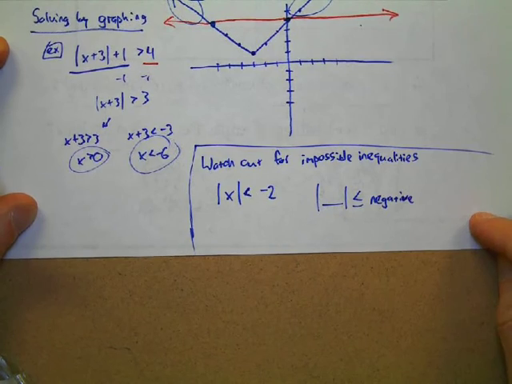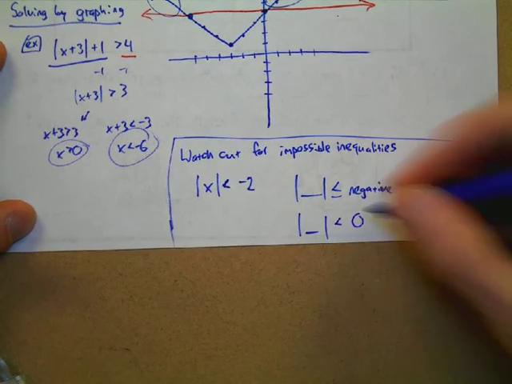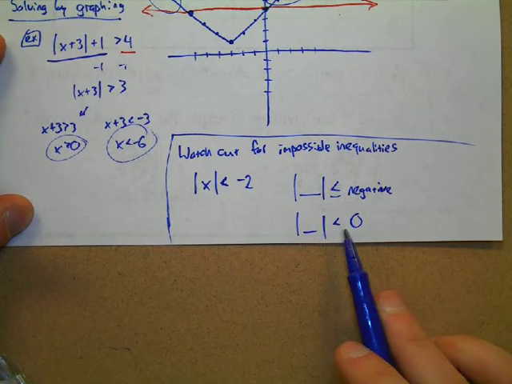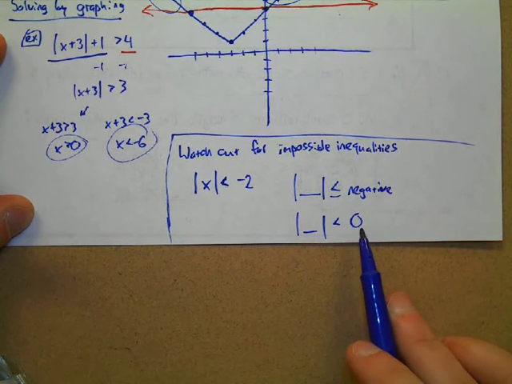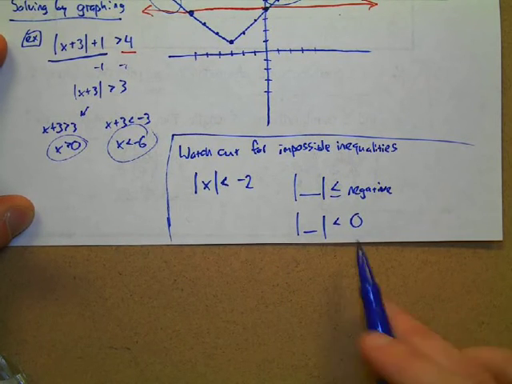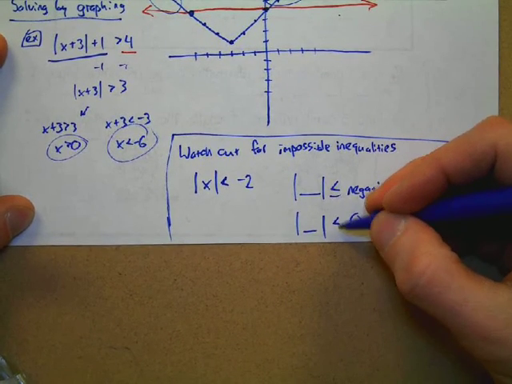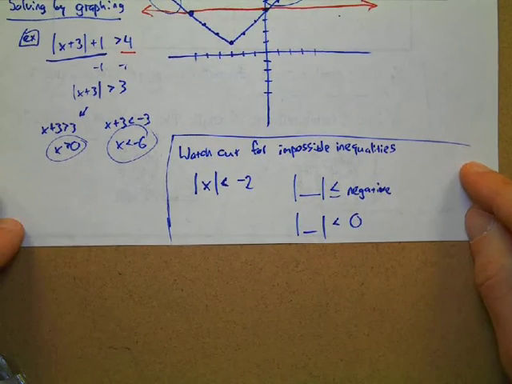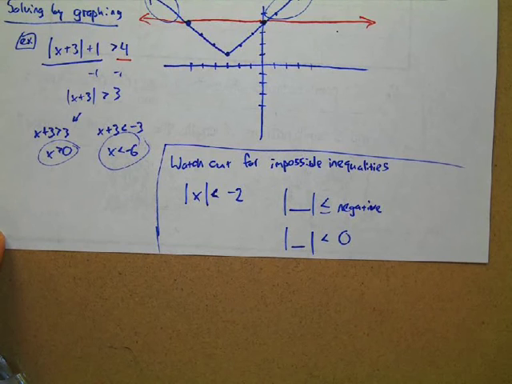Watch for zeros, too. Is this possible? What if it's less than 0? Is it possible for an absolute value to be less than 0? Will an absolute value ever be negative? No, right? So this also is impossible. But if you put an equal to, now it's possible. If I put less than or equal to 0, yes, it's possible for an absolute value to equal 0, but it's not possible for an absolute value to be less than 0. So watch out for those impossible inequalities too.